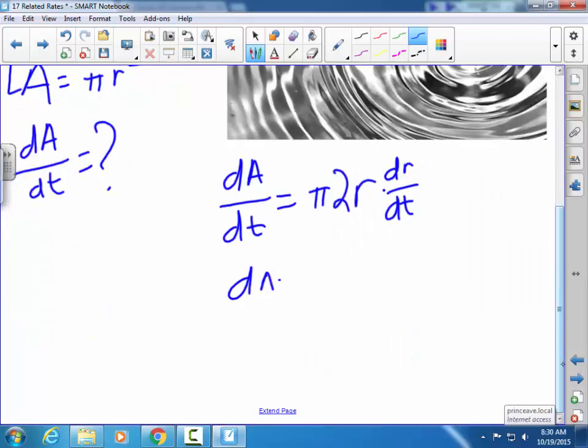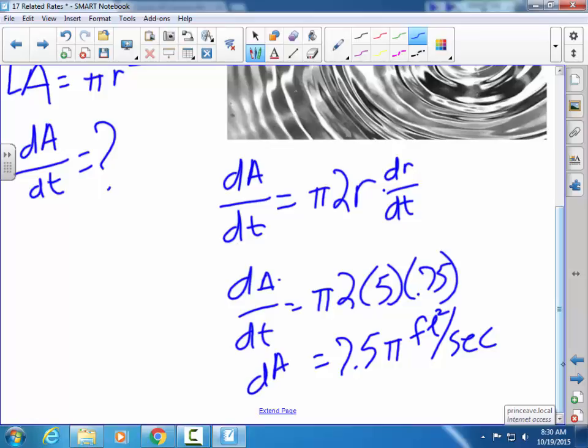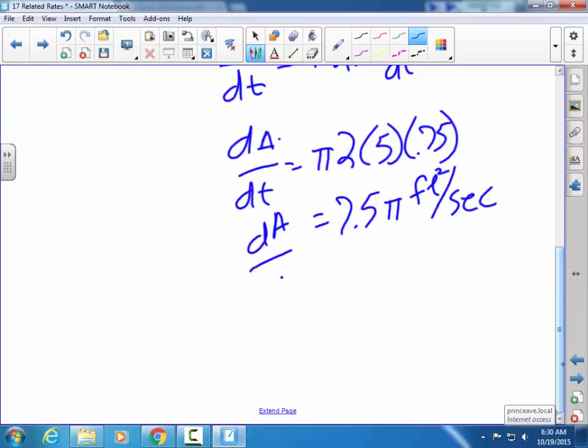dA dt equals pi times 2 times 5 times 0.75, which is 7.5 pi feet per second. Actually, feet squared per second. So in this case, you do not want us actually multiplying the 7.5 by pi? Doesn't really matter. You could, if you wanted to, multiply it out, but I would accept that as an answer also. 7.5 pi feet squared per second.